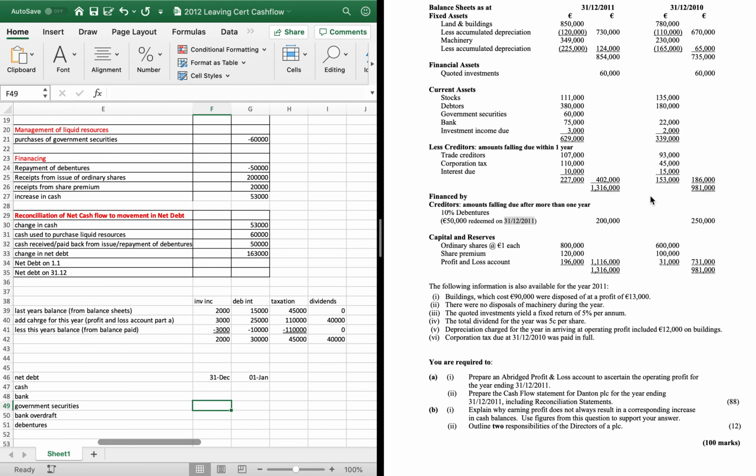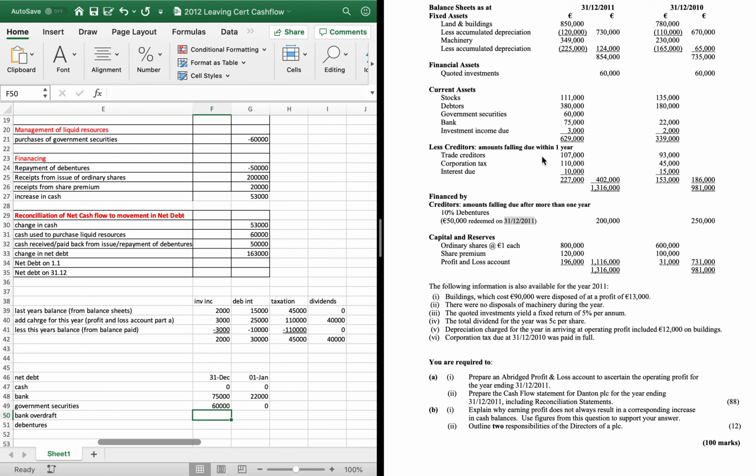So if we look at all those, in this question there is no cash, so we can put in 0. There's no money in the bank, right there. So there, the banks are positives. So the bank is 75,000 this year and 22,000 last year. So the bank owes us that money. We've put that money into the bank, so that's a positive for us. Government securities are 60,000 at the end of the year, and they were 0 last year. So the government owes us 60,000 this year.